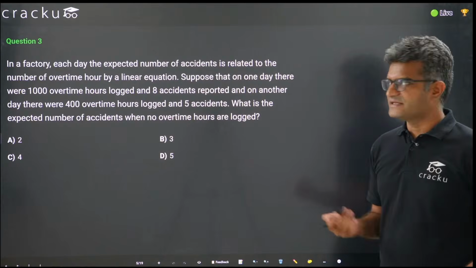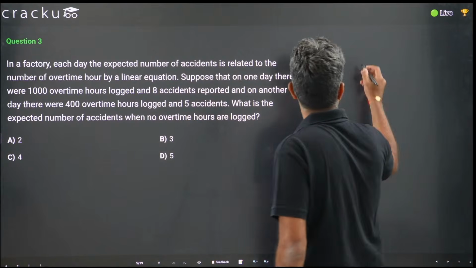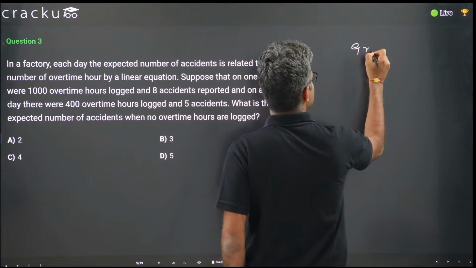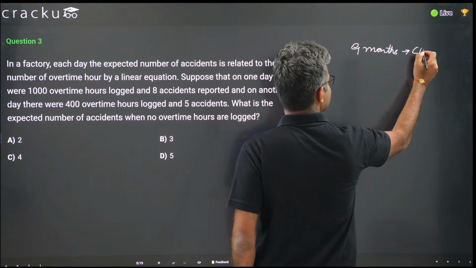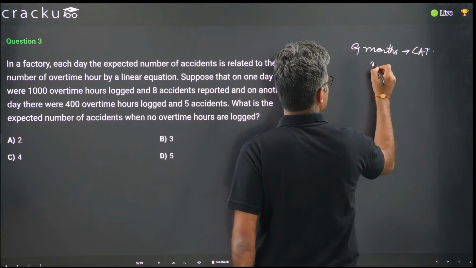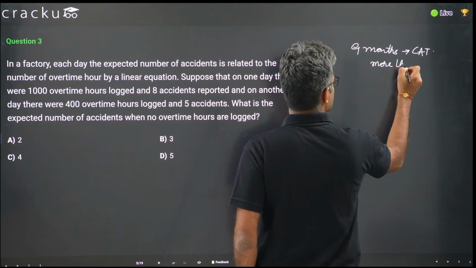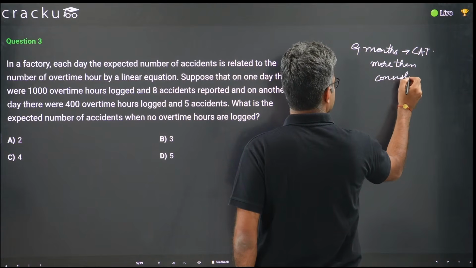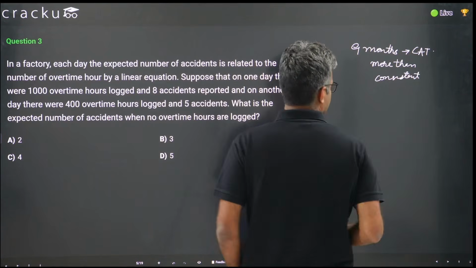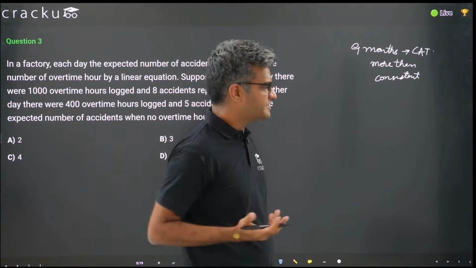CAT 2026 I think is more than 9.5 months away. So you have 9 months to prepare for CAT. I think 9 months is more than enough time to do well in CAT. You have to just ensure that you are consistent and have good habits. What are the good habits when you are preparing for CAT?